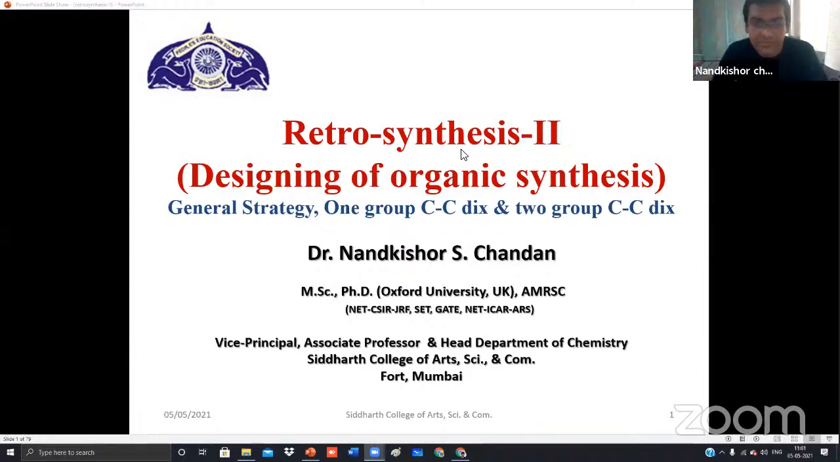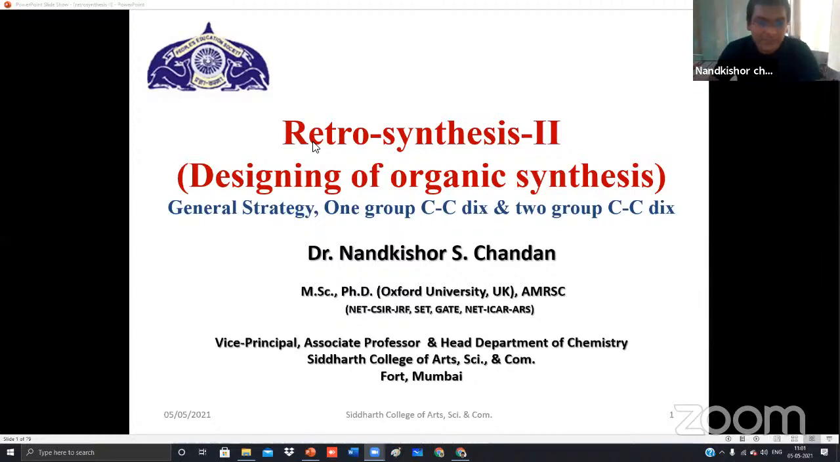In the first session, we discussed protection and deprotection, which is the need of retrosynthesis. In the second session, that is the second day of the workshop, we discussed the basics of retrosynthesis. And in the third session, we are going to see the strategies and exact application, how to tackle the big molecules with the help of this great technique of designing organic molecules.